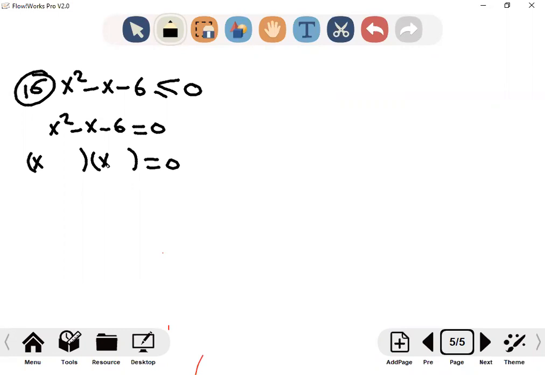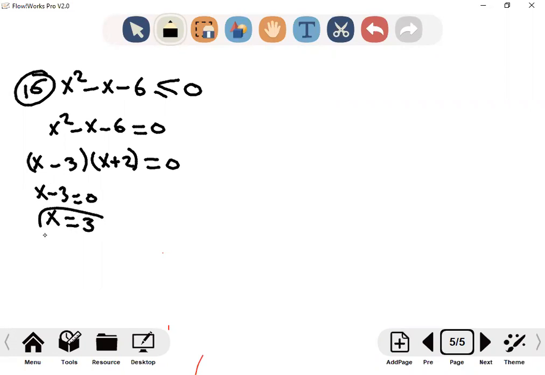Remember, two numbers: if you multiply them you get 6, and if you add or subtract them you get 1 or negative 1. 2 and 3, negative 3 and 2, right? Check after you put the numbers. Check negative 3 multiplied by 2 gives negative 6, negative 3 plus 2 gives negative 1. So okay. Now x minus 3 equals 0, x equals 3.